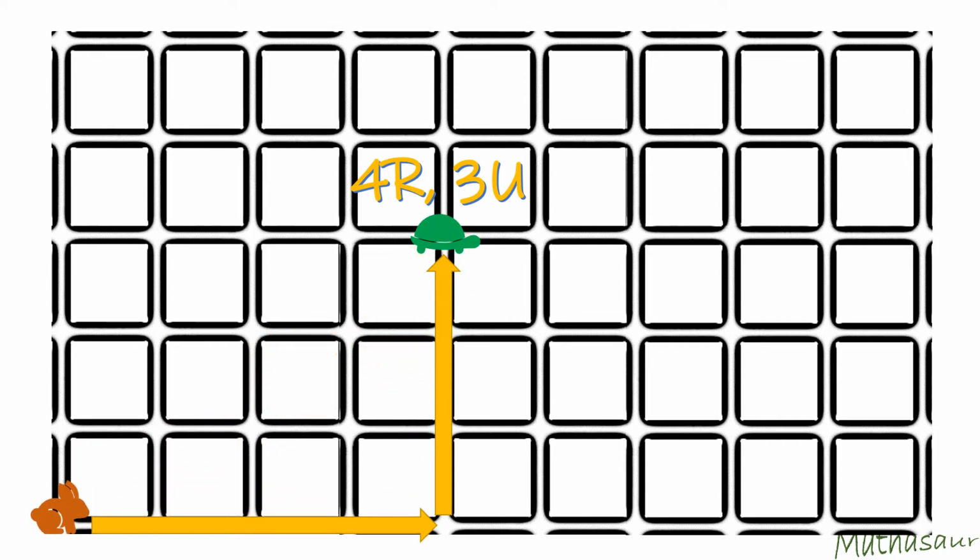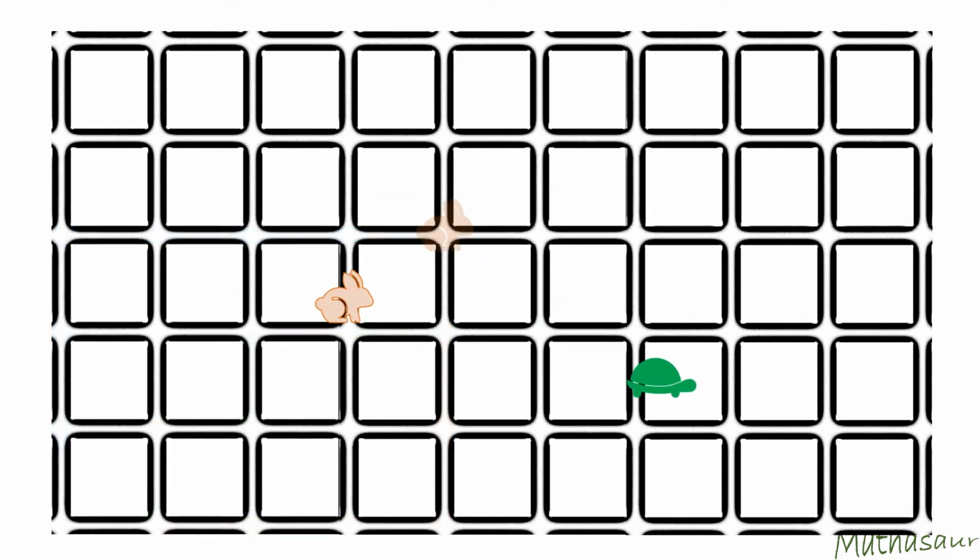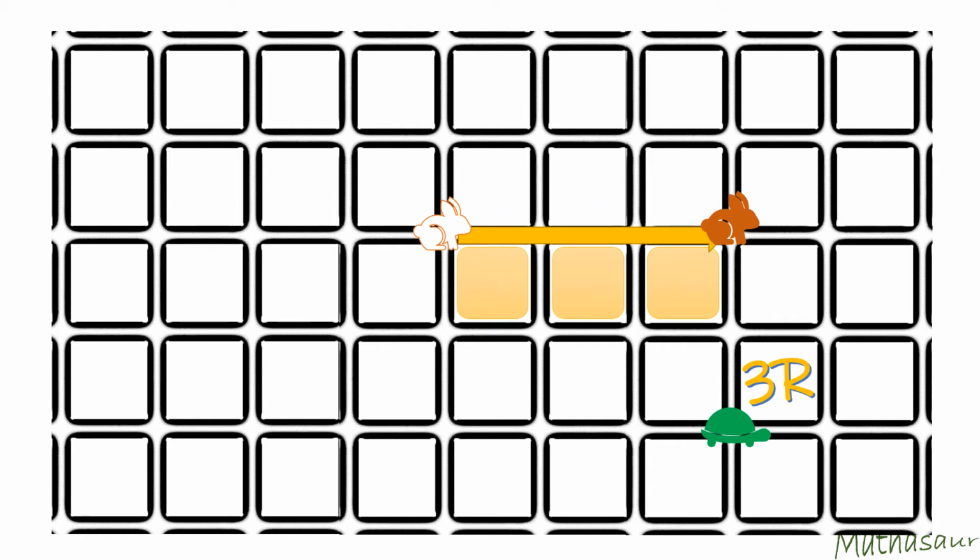Let us recall the different paths that the hare took. So there is the yellow path, there is the blue path, and there is a green path. Alright, now let us change the tortoise's position. How can he reach the tortoise now? He can go 3 right and 2 down. We could write that as 3R, 2D.